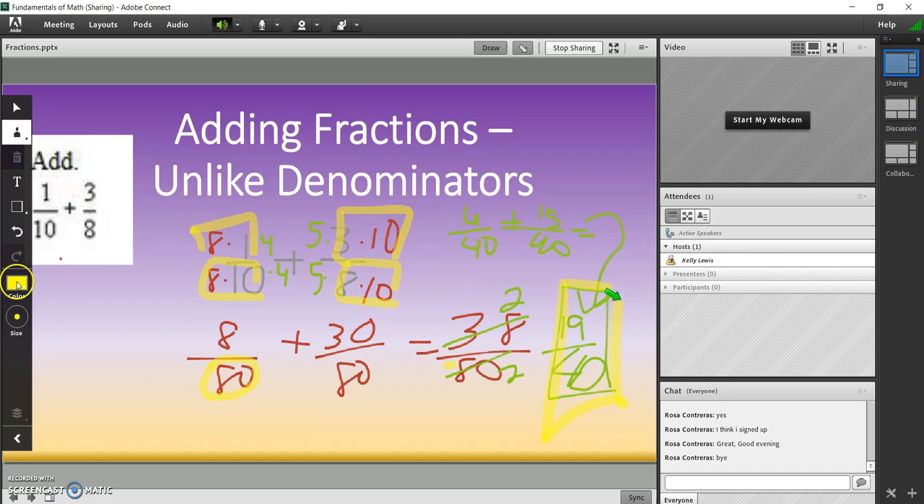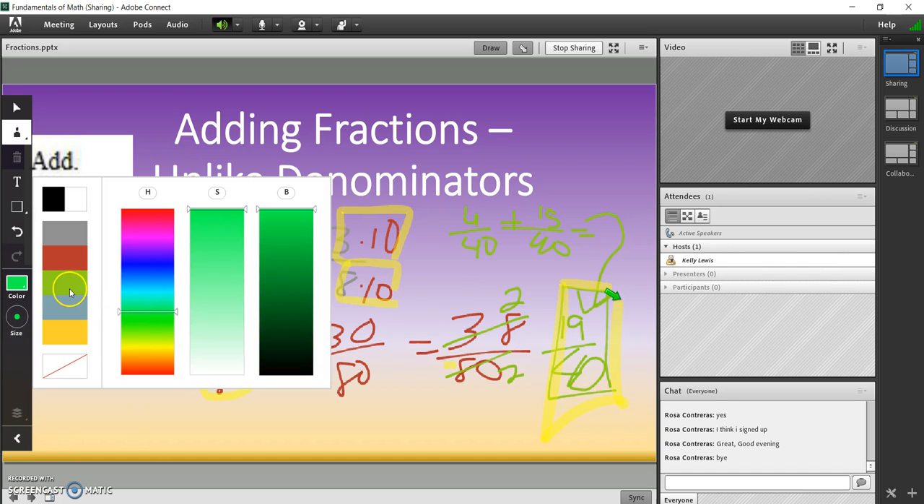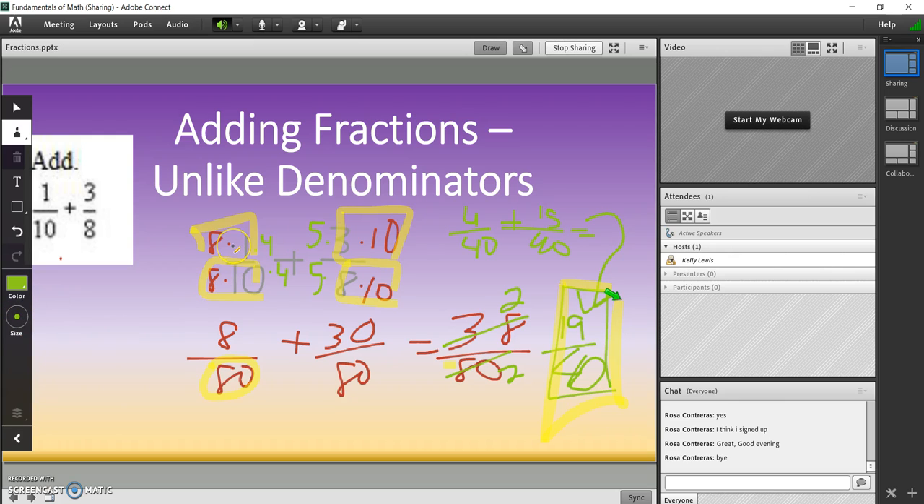The other way to do it is you can do the least common denominator, and the least common denominator is 40. So we would do 10 times 4, and whatever you do to the bottom, you have to do the top. So we would do 1 times 4, and that's how you get 4 over 40. And then if we want 40 as our denominator, we would do 8 times 5. So that's how we get 40. And then you got to do 3 times 5, and that's how you get 15. Okay, and 15 plus 4 is still 19 over 40.